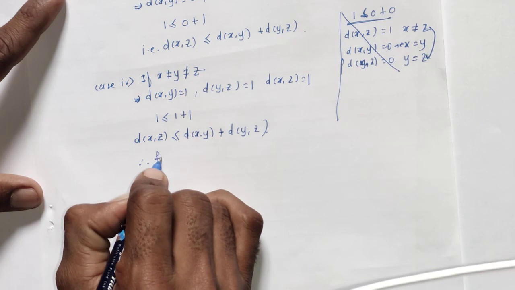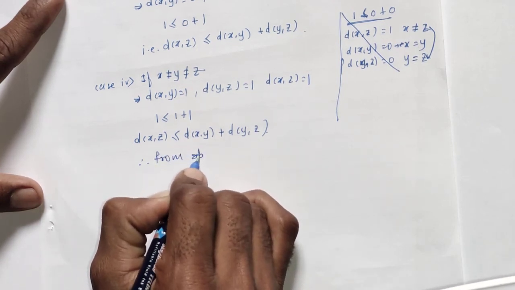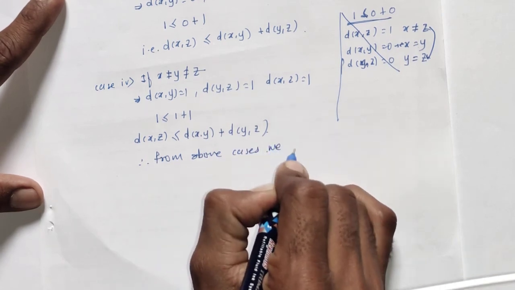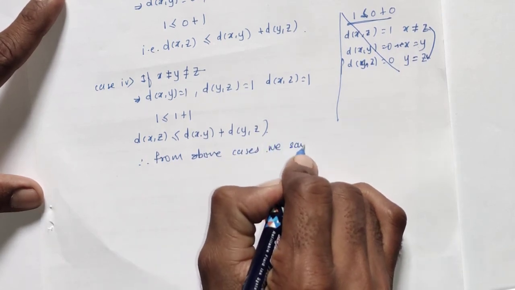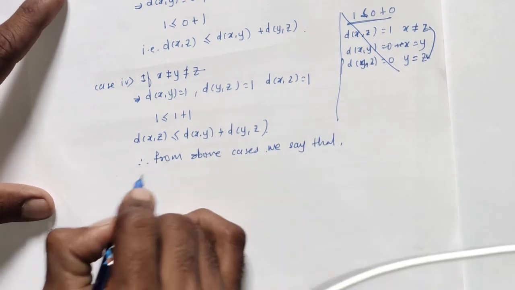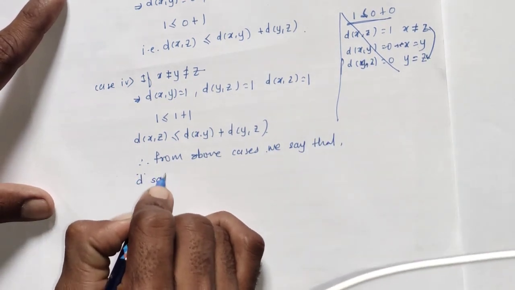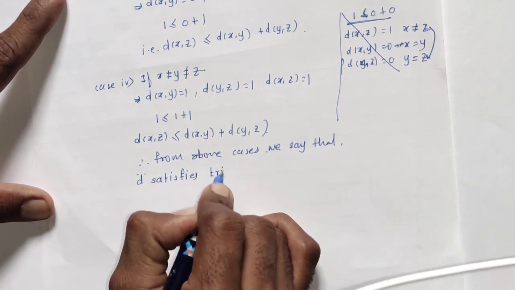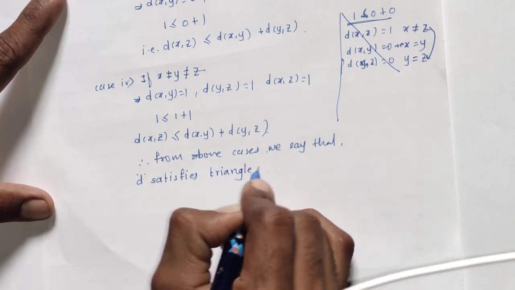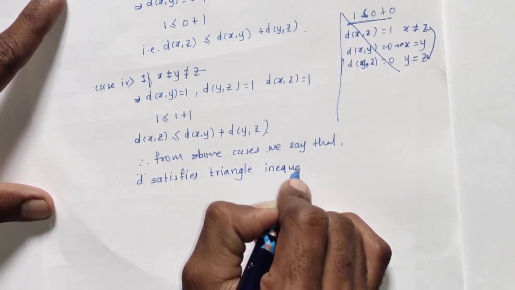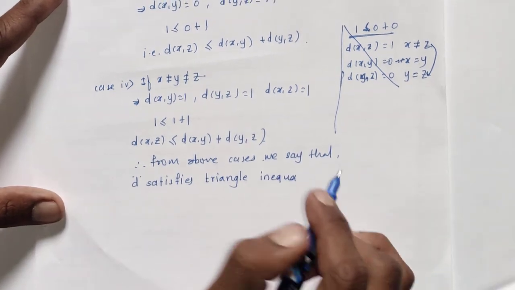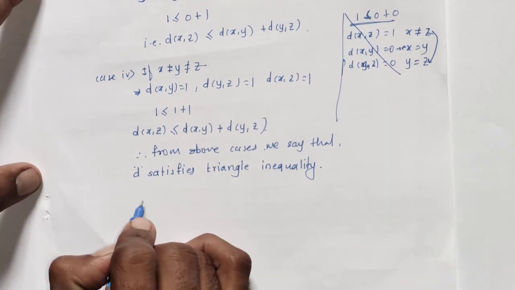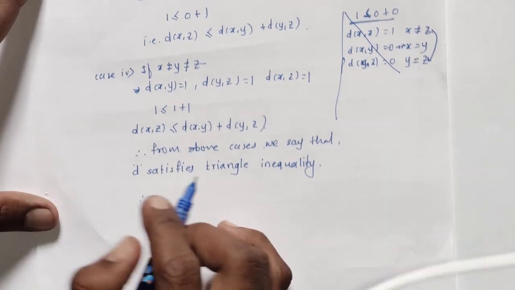Therefore from all the above cases, we can say that d satisfies the triangle inequality. Therefore, d satisfies all the properties of a metric space.